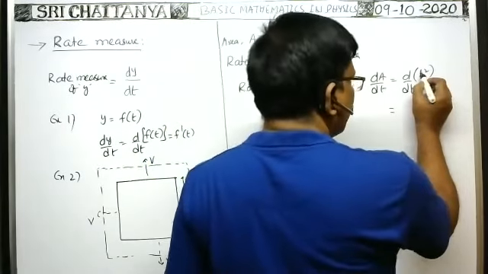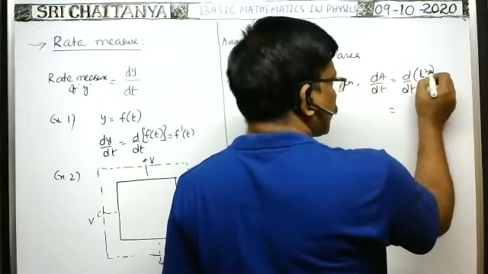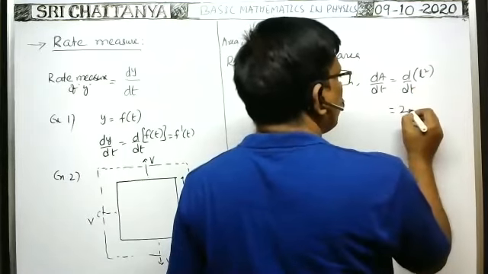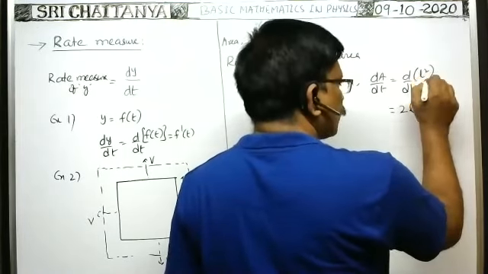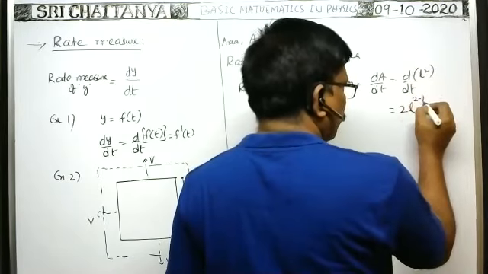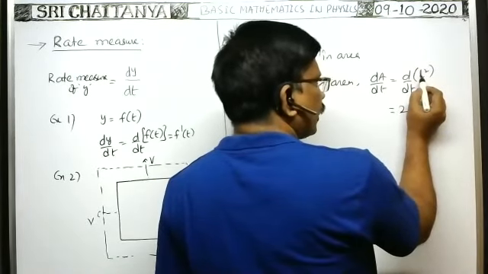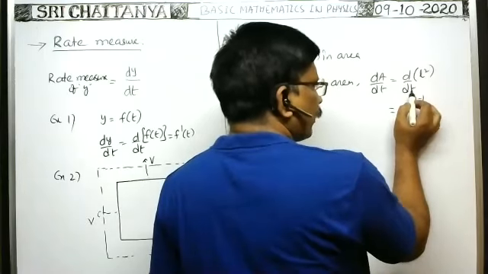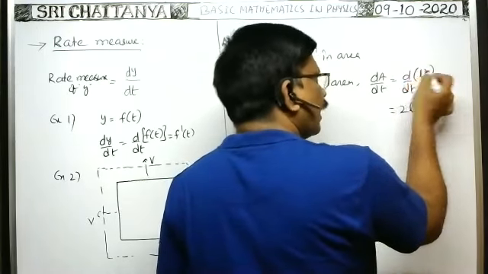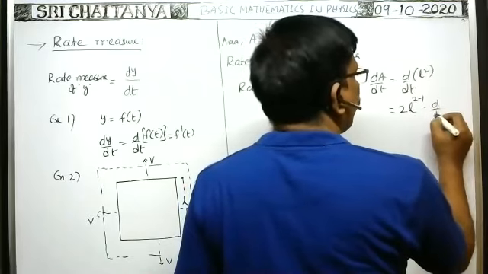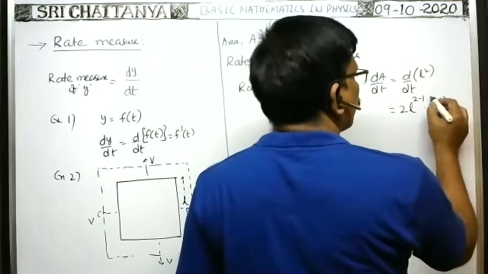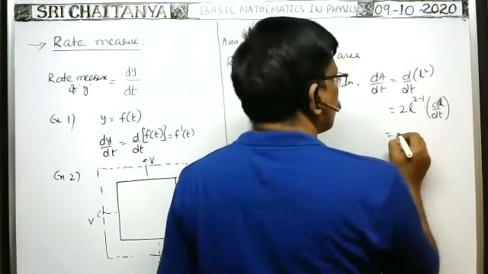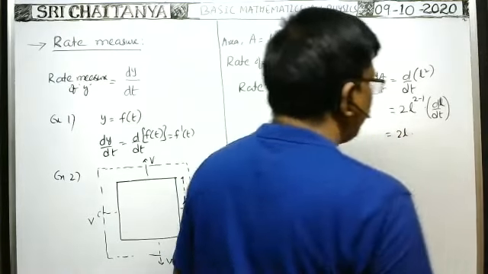You see, differentiation of L square means just like x square means 2 into power 2 into L to the power reduced by 1. That's why 2 minus 1 into, here this is the function L, we are differentiating with respect to time t. These two are different. That's why we have to differentiate this L again, that's why d by dt of L. So 2L into, what is dl by dt?